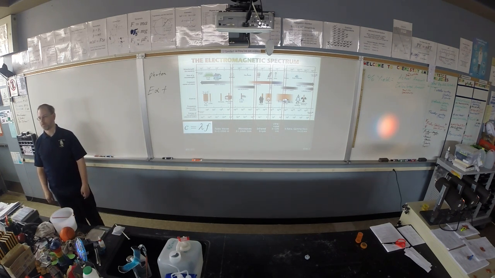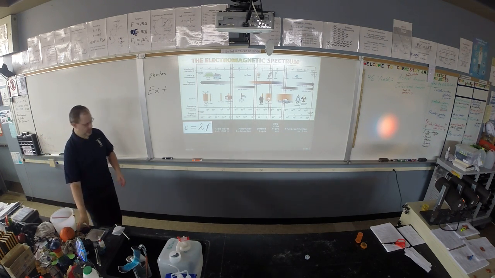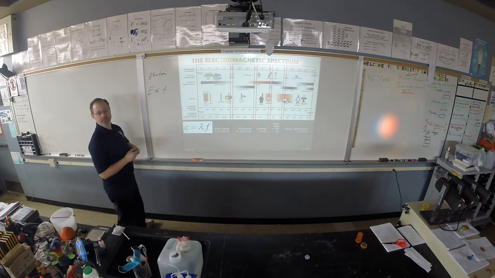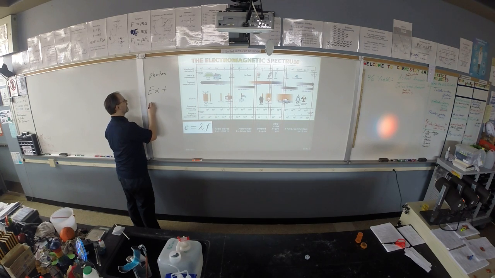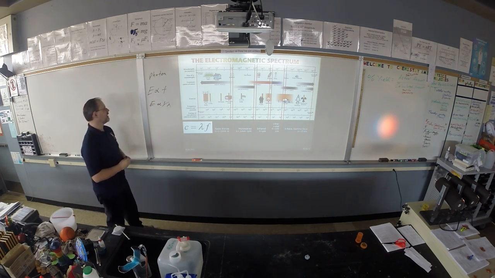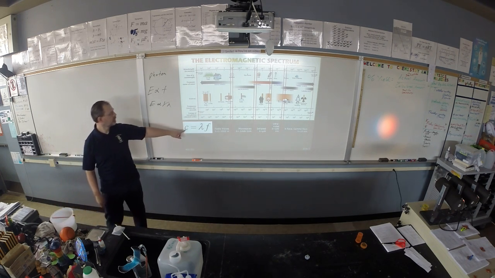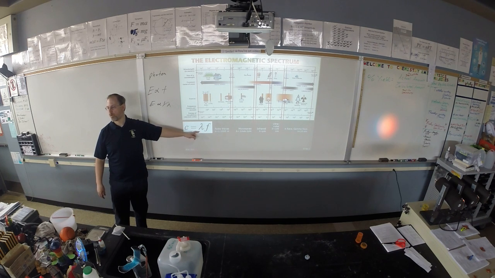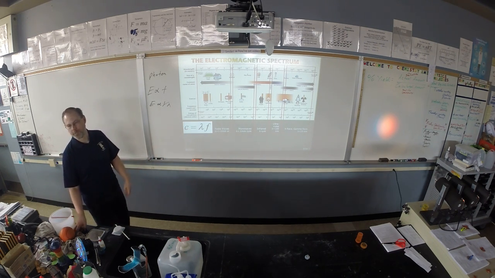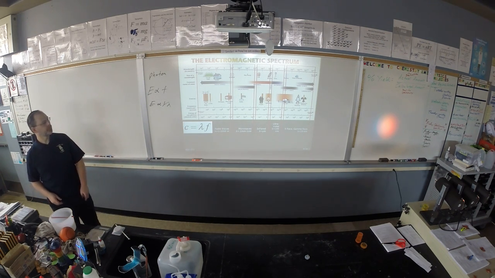E varies proportionally with frequency. E is energy, and the other is frequency. If you wanted to put lambda in there, you could say that E varies with the inverse of lambda, because frequency and wavelength vary inversely. Make sense so far? Any questions?